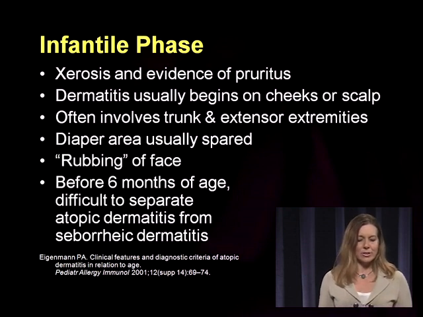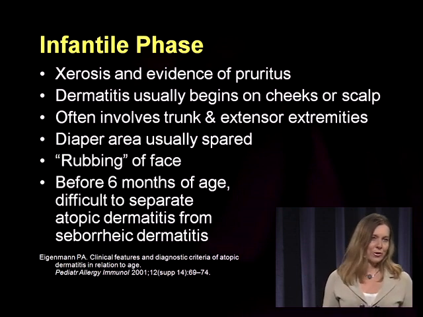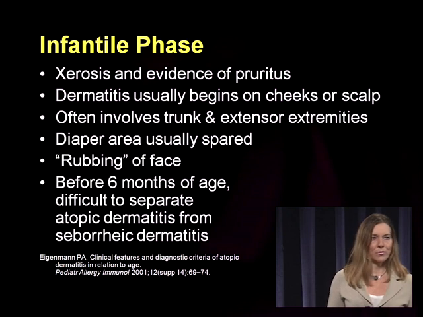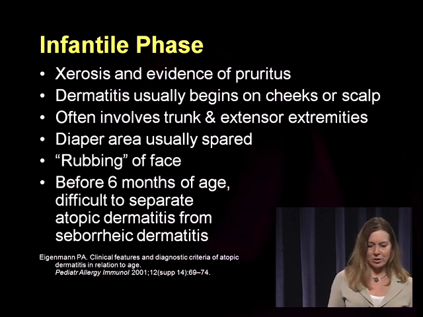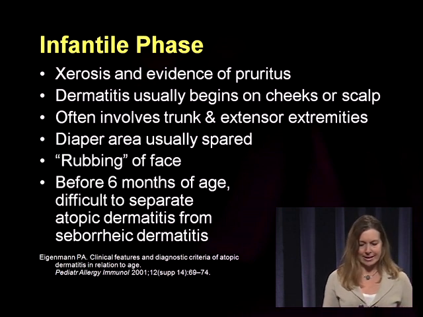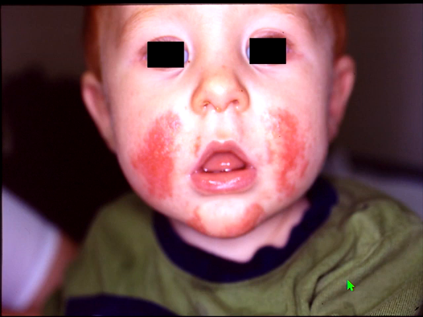Really young infants aren't particularly good at scratching, but they're very good at rubbing. So oftentimes they're rubbing their face, they're rubbing their wrists or their ankles against furniture or things to try to relieve their itching sensation. And I think probably the hardest thing to differentiate in those first few months of life is atopic dermatitis and seborrheic dermatitis. And you'll see some photographs of both. I will say, though, I do think a significant number of patients have an overlap of these two conditions.